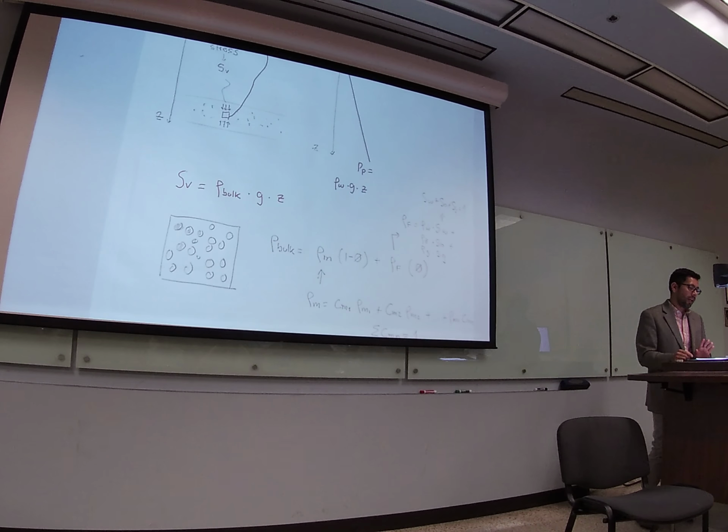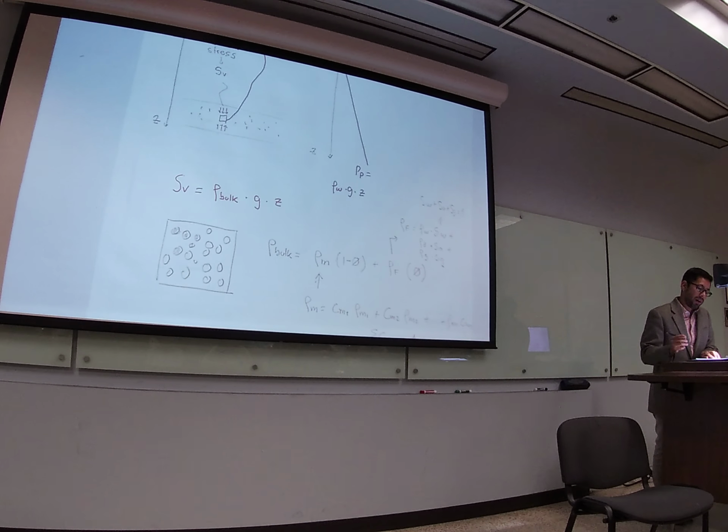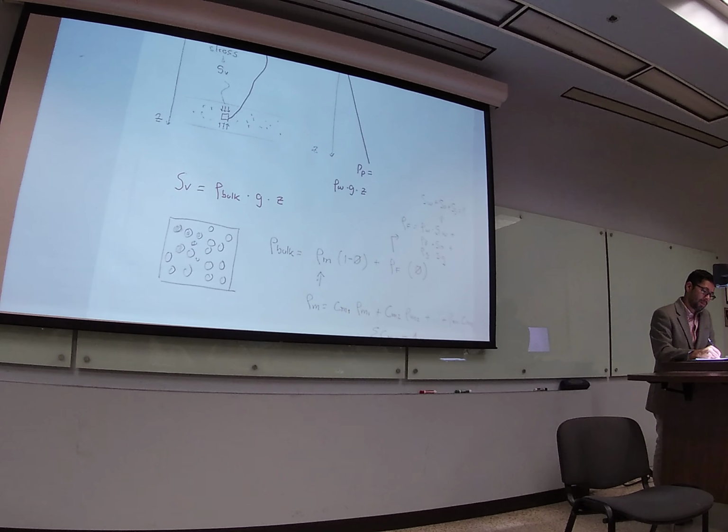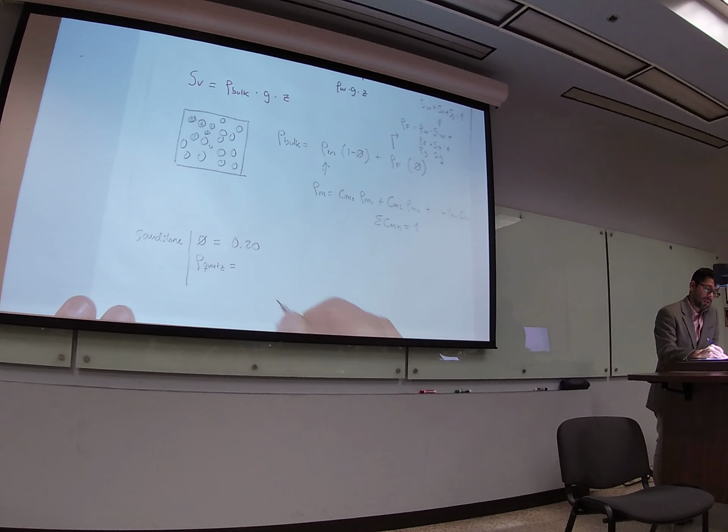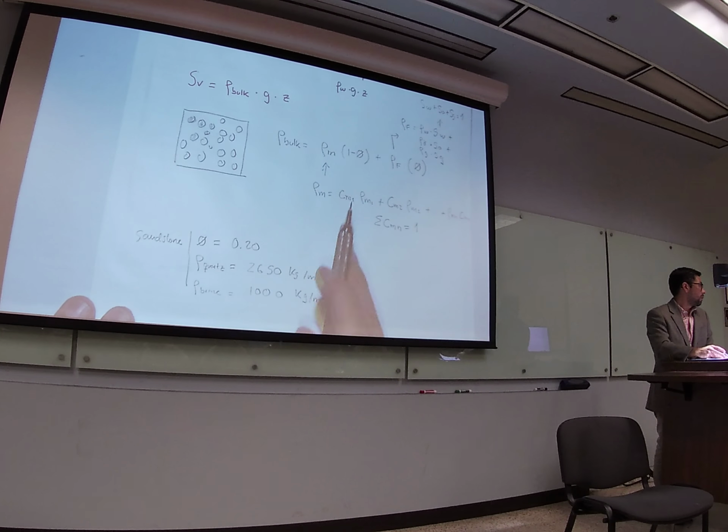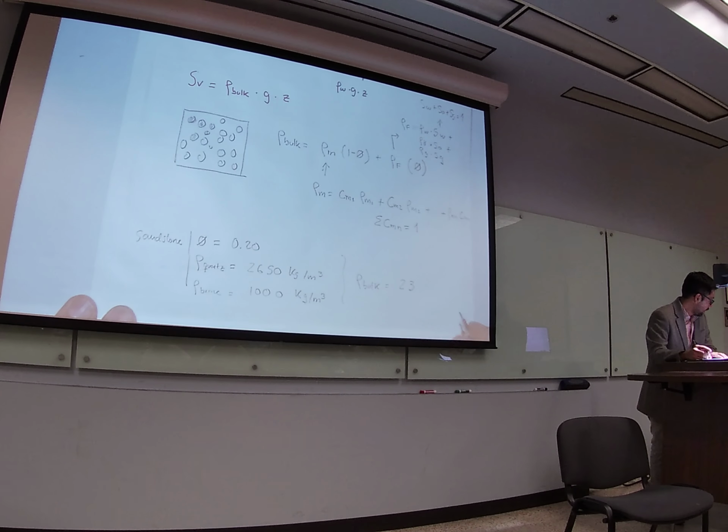I don't think we're going to have time, so I'm going to give this exercise to you to do later. But let's imagine that you have a porosity of 20%, a sandstone with a density of quartz equal to 2,650 kilograms per meter cubed, and a brine with not a lot of salt, with a density of 1,000 kilograms per meter cubed. You put all of these into that equation, and you will get the bulk density is about 2,320 kilograms per meter cubed.